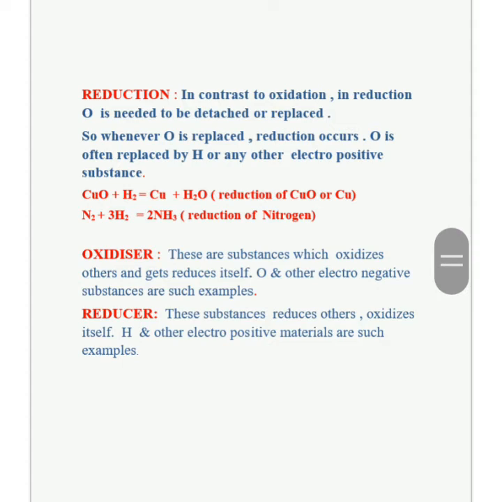Let us now discuss which are oxidizers and reducers. Well, oxidizers are the substances which oxidize others and get reduced themselves. Oxygen and the other electronegative substances are such examples. Reducers, on the other hand, are just the opposite of oxidizers. They reduce others and oxidize themselves. Hydrogen and the other electropositive materials are such examples.